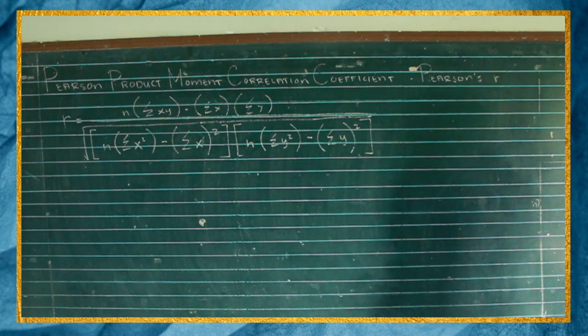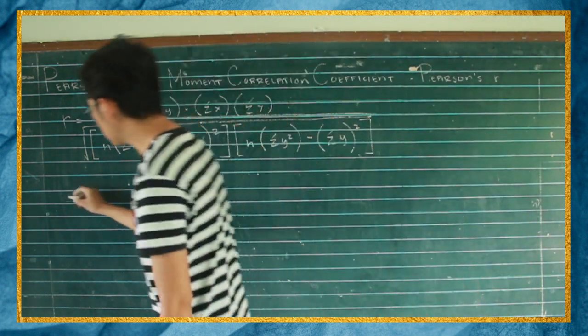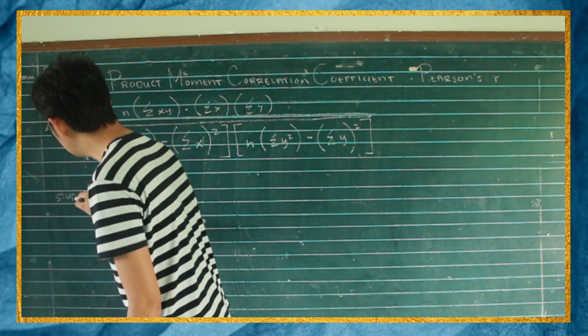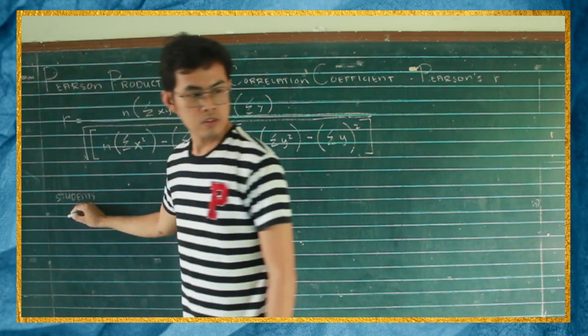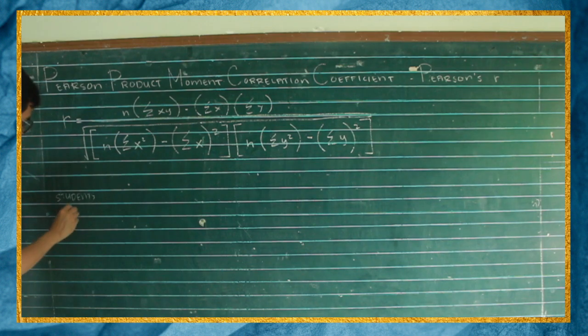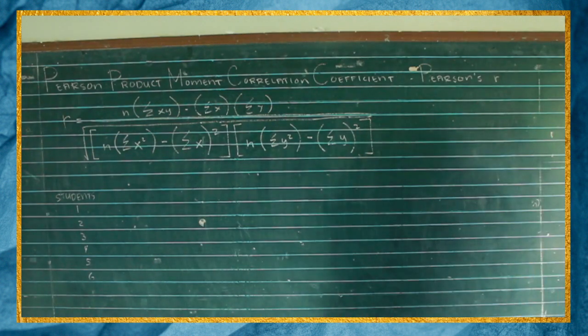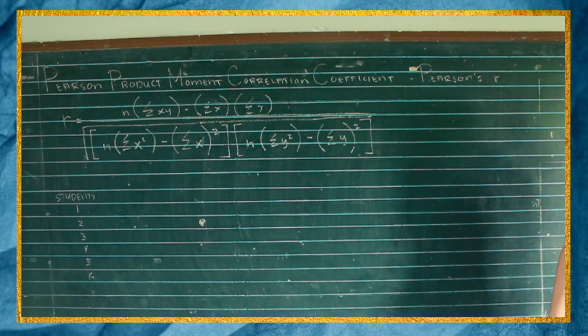for example, the time spent in studying by grade 11 students. Mamili ako ng 6 students. Student 1, student 2, student 3, student 4, student 5, student 6. Okay. Next, kinuha ko yung number of hours na ini-spend nila sa pag-aaral.